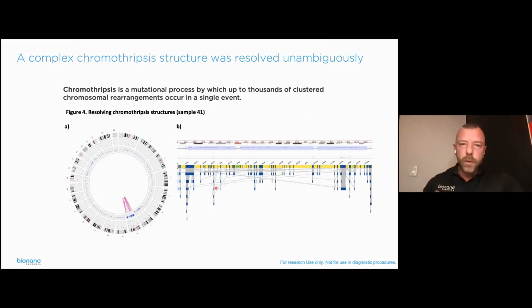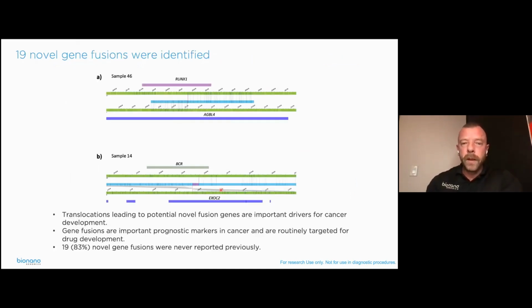They show an example of chromothripsis, which is really where a chromosome basically explodes and gets pieced together in an incorrect order. And again, Bionano was able to unambiguously detect that and analyze that structure in sometimes hundreds or thousands of pieces. I already showed you the slide of the BCR fusion with a gene that was never before seen in leukemias, and a total of 19 of these novel fusions were detected. So an enormous amount of room for discovery.